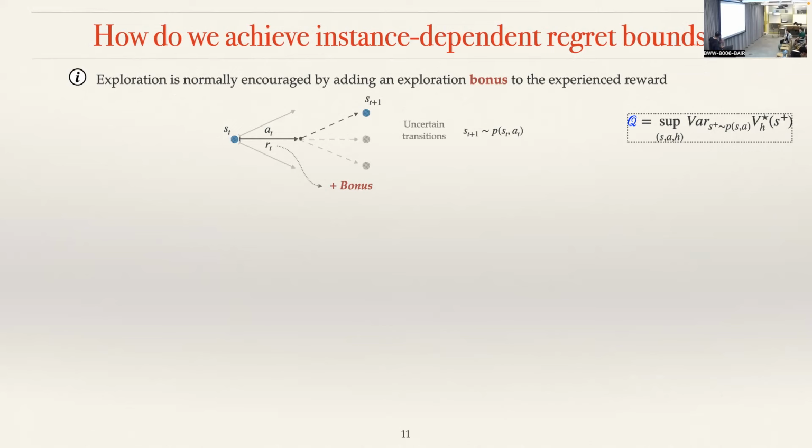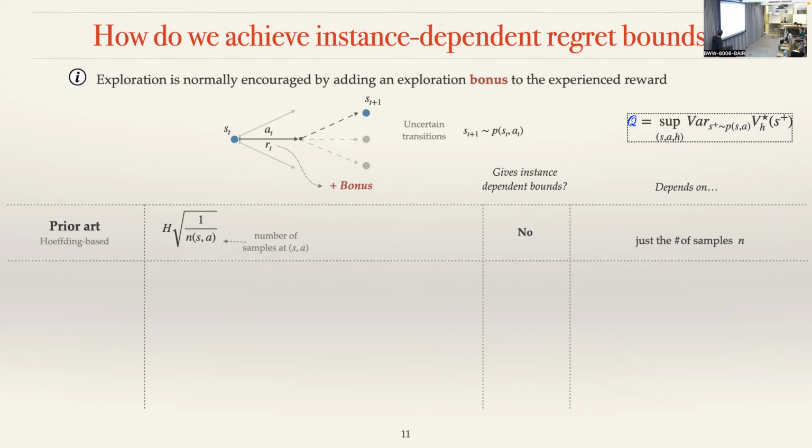Normally what's done is a bonus is added. Now the bonus can take different forms. The most basic one that prior art was using is something that scales with the inverse of the number of samples. It comes from Hoeffding's inequality. But this type of exploration bonus is essentially problem independent, meaning that it's not tied to any particular feature of the MDP. And so the algorithm would explore in the same way, regardless of the problem. And this won't give rise to problem-dependent bounds.